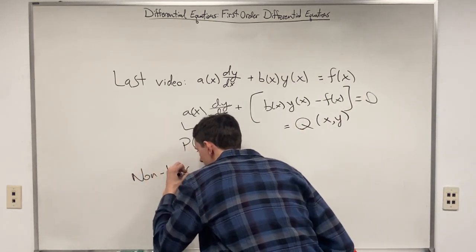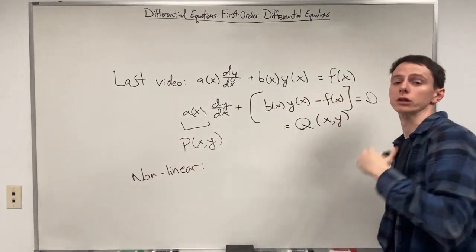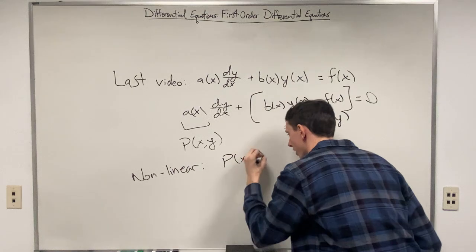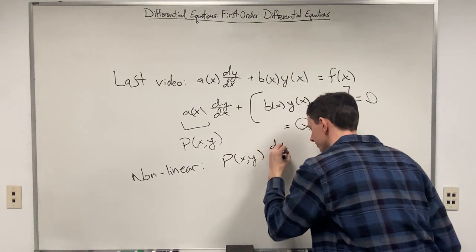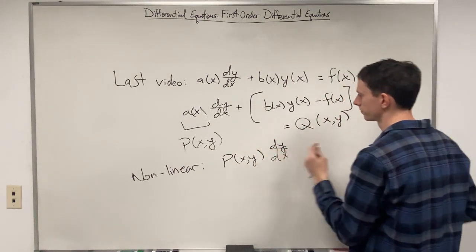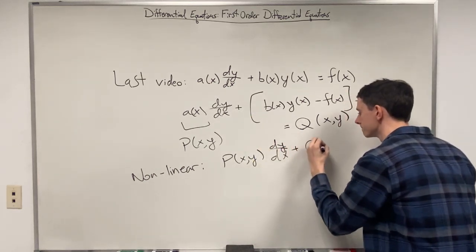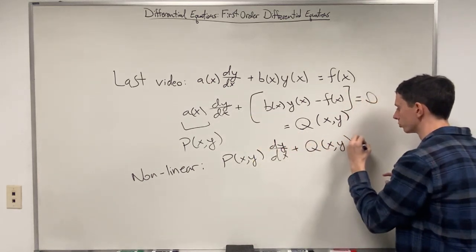So then going from here to here, the generalization that we're going to make with the non-linear case is this. Non-linear differential equations, for the purpose of this video series, can be written as p of x, y times dy dx, and then plus q of x, y equals 0.